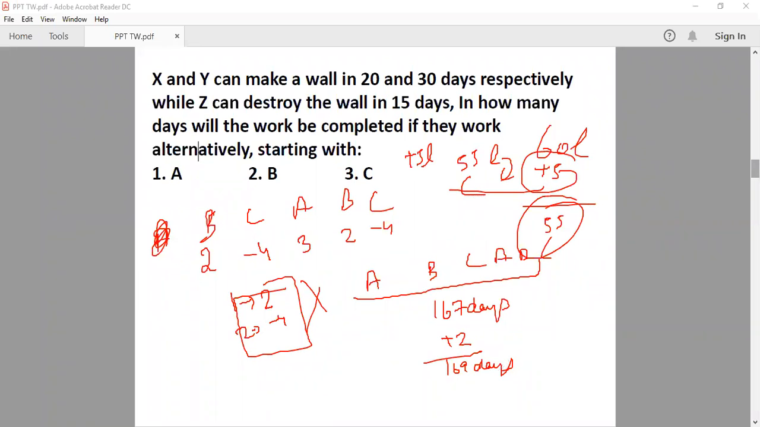See, we said that B started the work. On the first day B did 2 units, the next day C broke 4 units. That means the work that was done on the first day was spoiled on the second day. So these first and second days went in vain. In these 2 days no work was done. When I am saying that B started the work, on the first day B did 2 units and on the second day -4 units. That means the work done on the first day was finished on the second day. So 1 and 2 days went in vain.